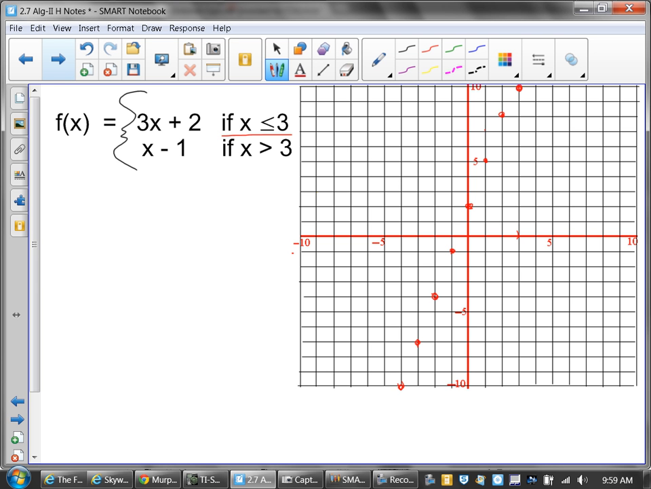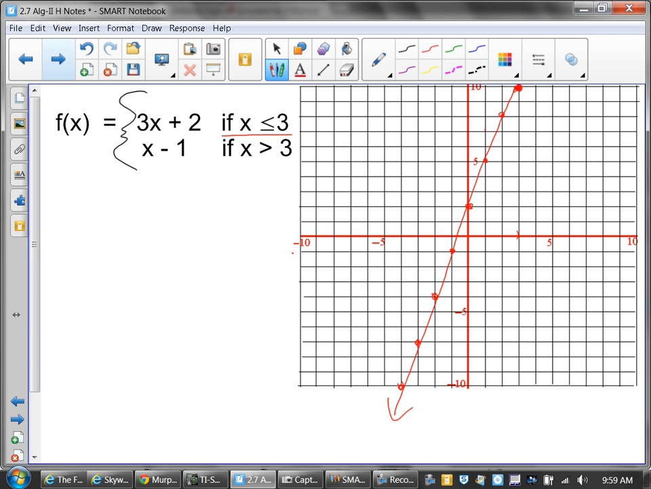Now, it's less than or equal to. Should that be an open or a closed dot? Closed. And now which way are numbers smaller than 3? To the left or to the right? Correct. So I just go like this. I've just graphed that portion of the line that's dependent upon that domain.